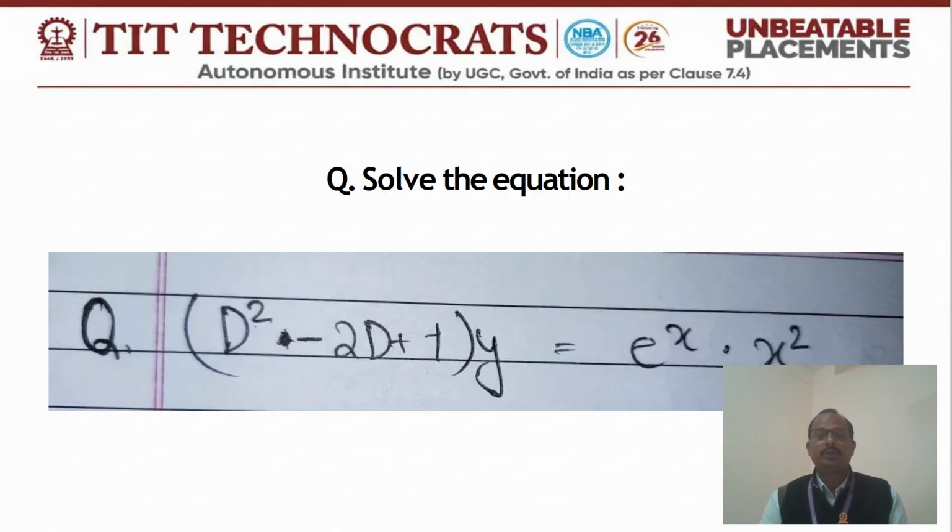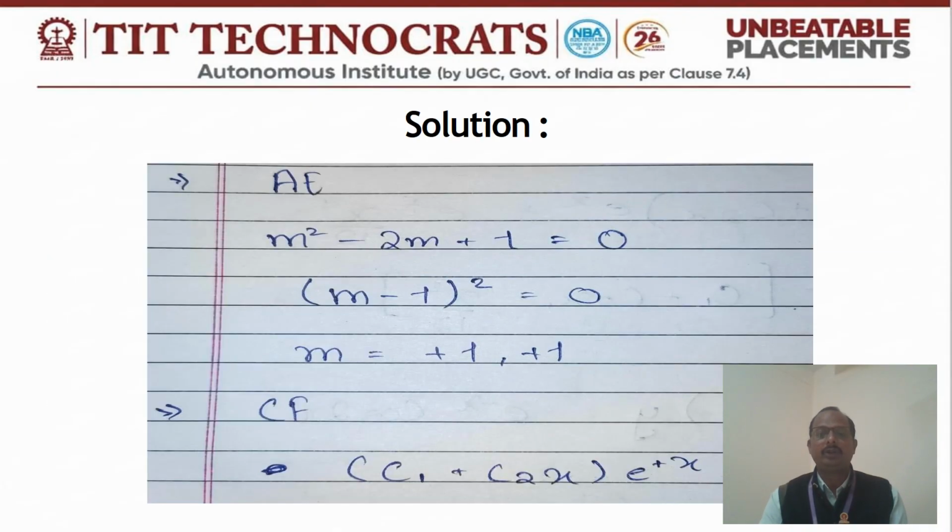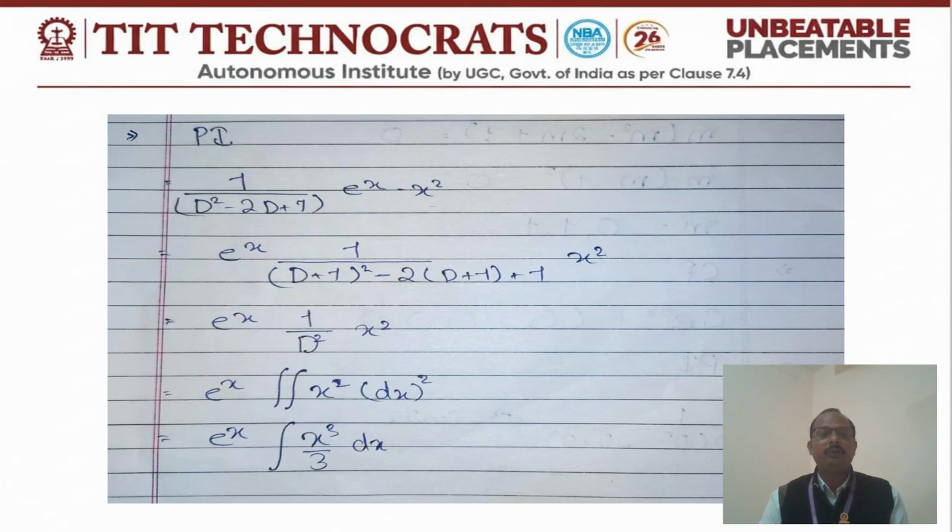Like in this case, the question is d square minus 2d plus 1 y is equal to e to the power x dot x square. So the auxiliary equation is m square minus 2m plus 1, and by solving it you get m is equal to 1, 1, which is a case of repeated roots. So CF becomes C1 plus C2x e to the power x. Then to get PI, 1 by d square minus 2d plus 1 e to the power x x square.